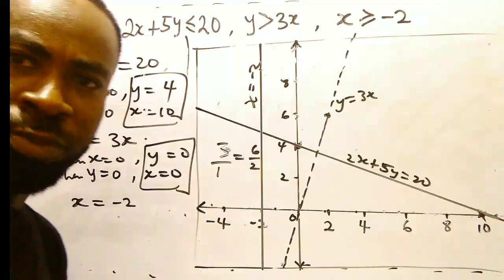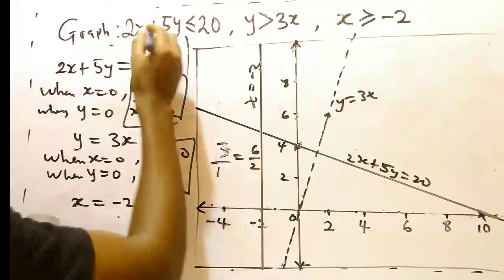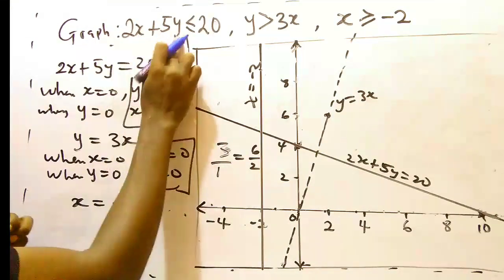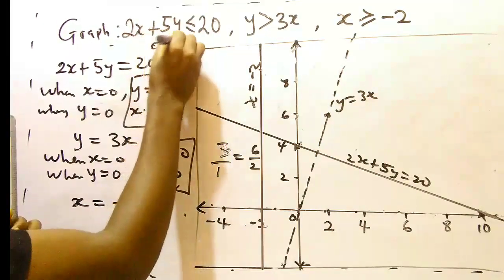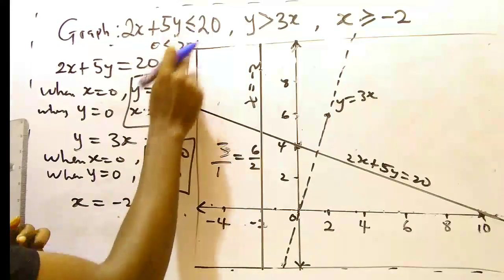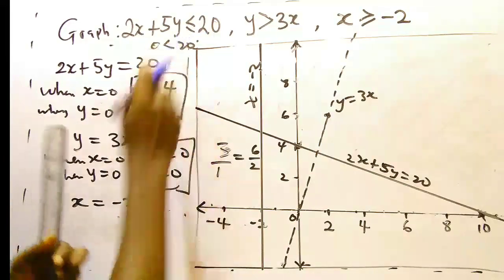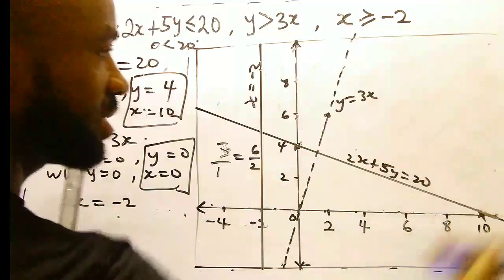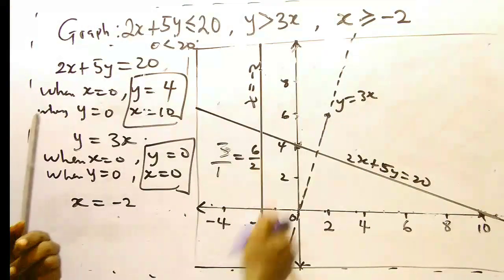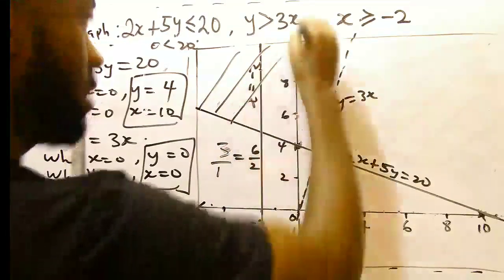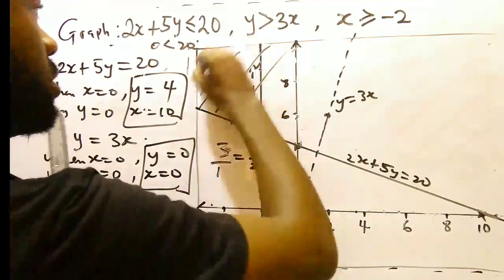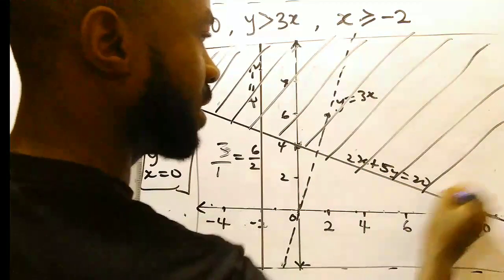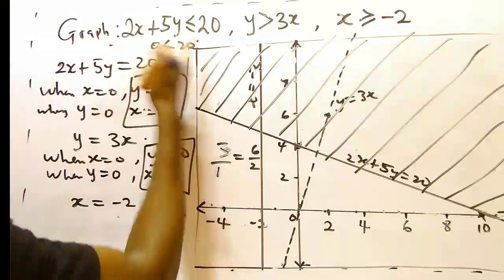Now let's get the shaded portions. Let's start with this first one. When x is 0, y is 0, what will happen? We are going to have 0 is less than 20, and this is a valid statement. So every region here towards this origin will be accepted. I'm going to reject everything here. So this is my accepted region for this.